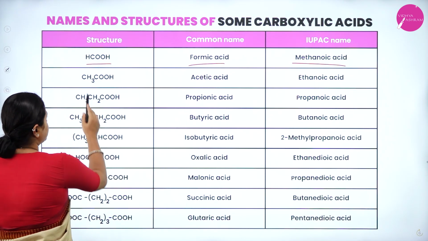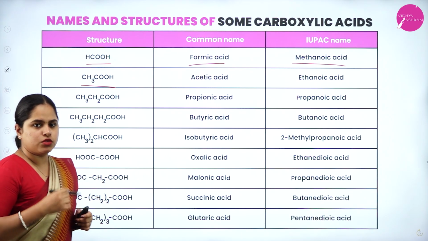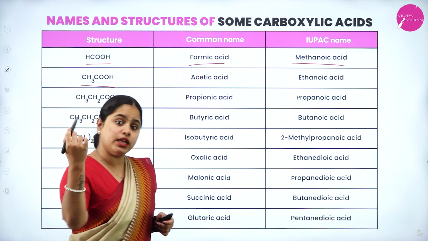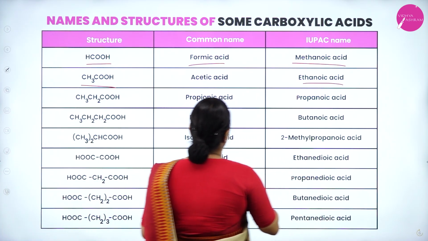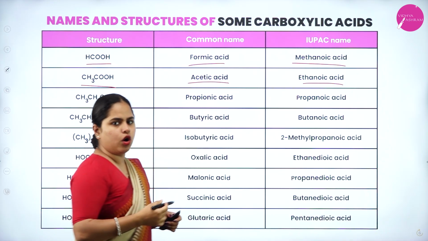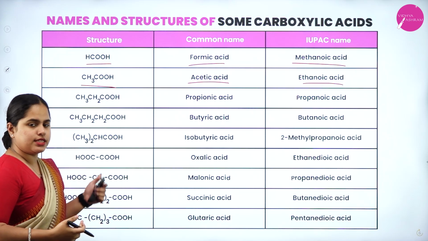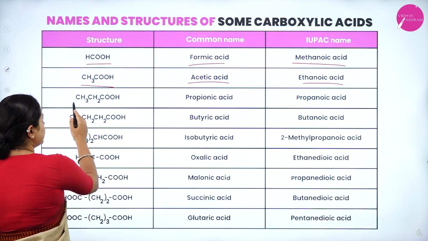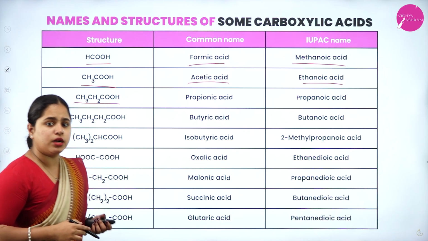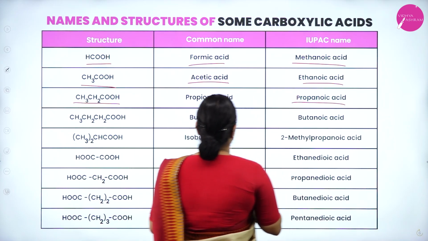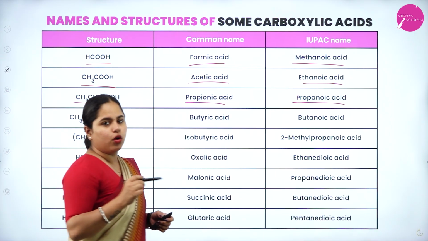The next one is CH3COOH, two carbon atoms. So it is ethane, and the IUPAC name will be ethanoic acid. Acetic acid is the common name. You might have heard of acetic acid, which is present in vinegar. Which acid is it? It is ethanoic acid. Next is CH3CH2COOH, three carbon atoms. So it is propanoic acid, and the common name is propionic acid.